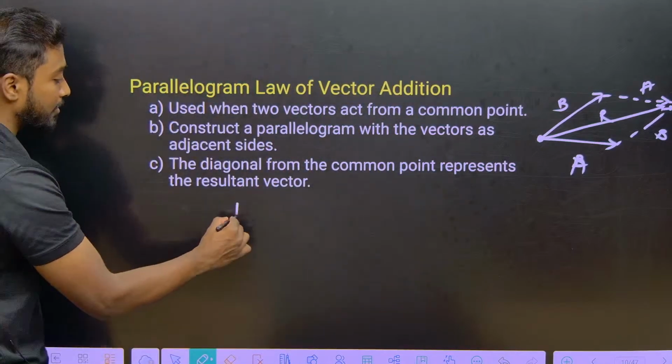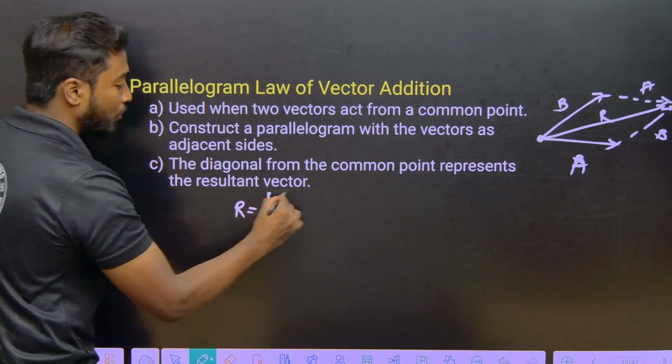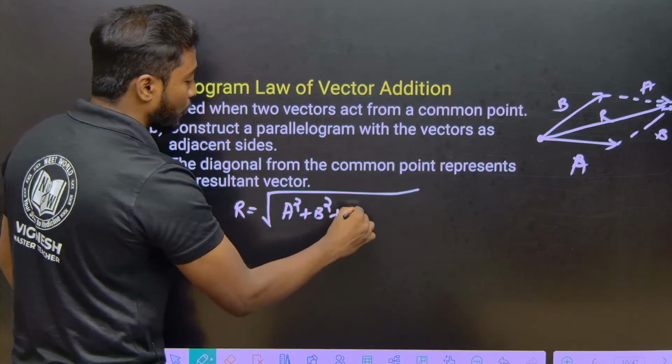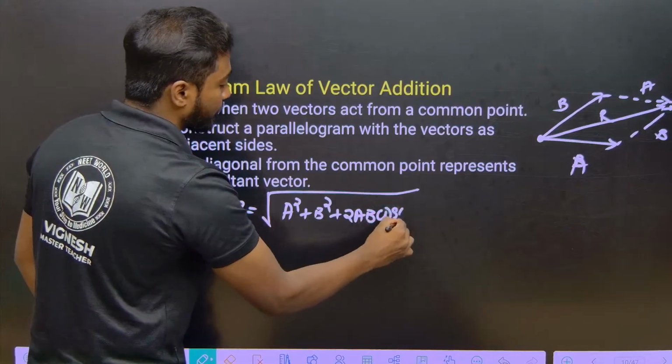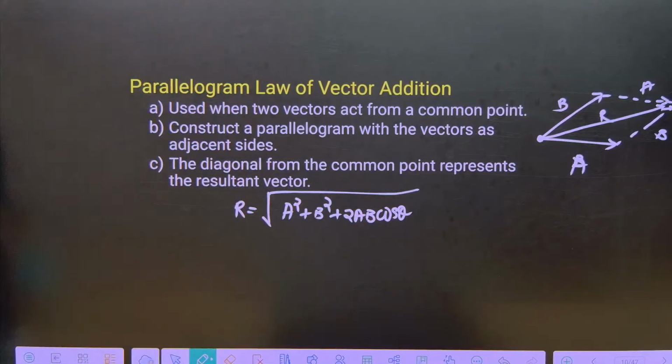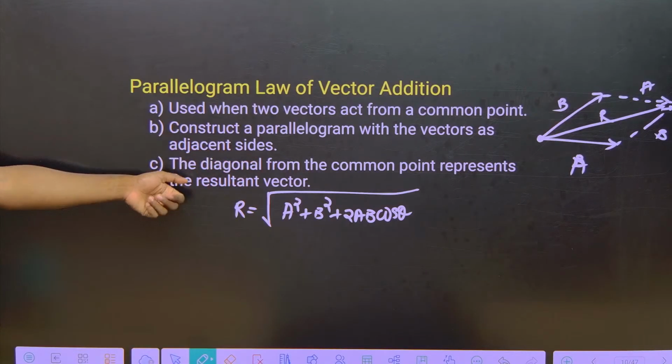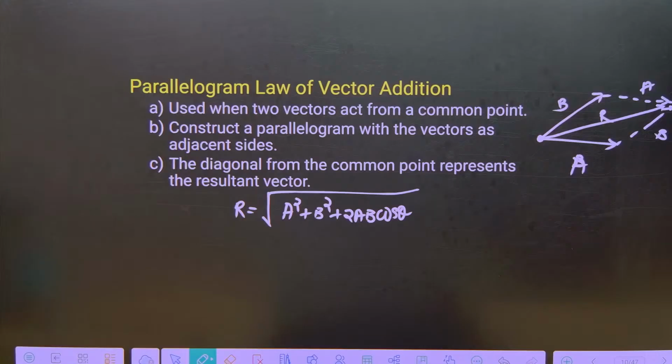The formula is R equals under root of A square plus B square plus 2AB cos theta. This is the formula to find the resultant vector. The diagonal from the common point represents the resultant vector. Theta is between R and A? No, theta is between A and B.